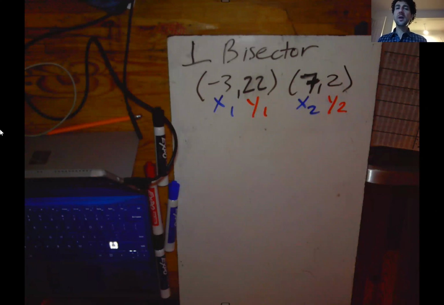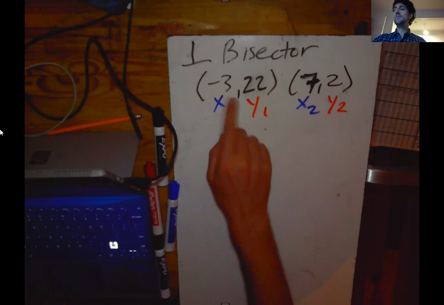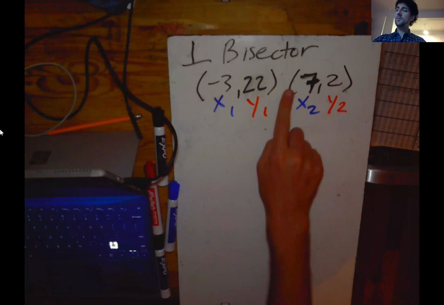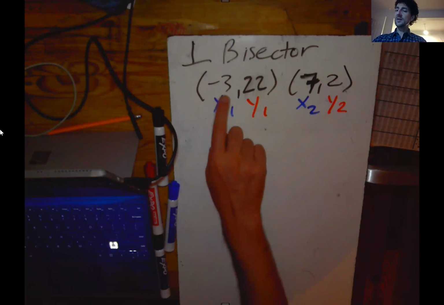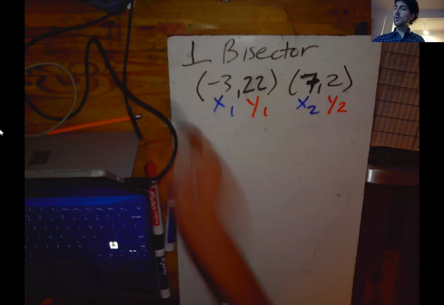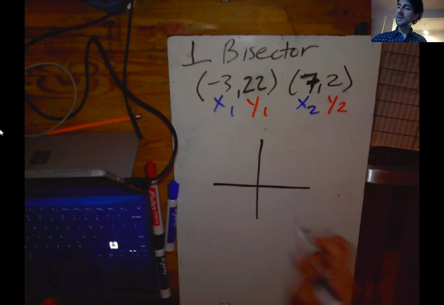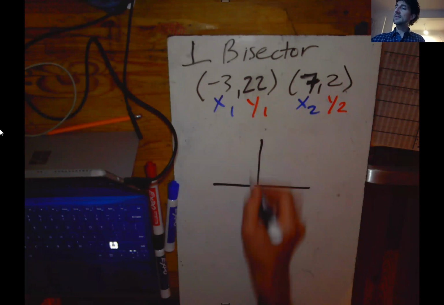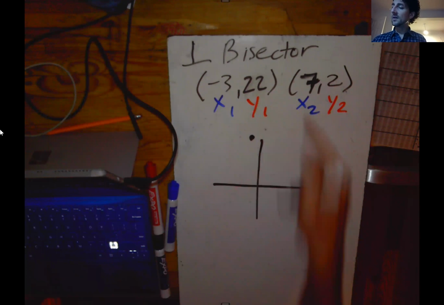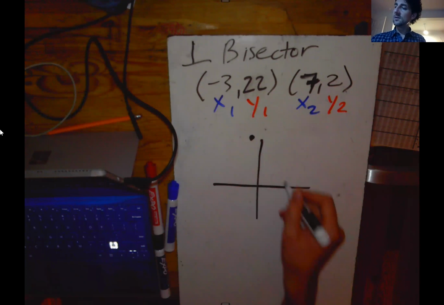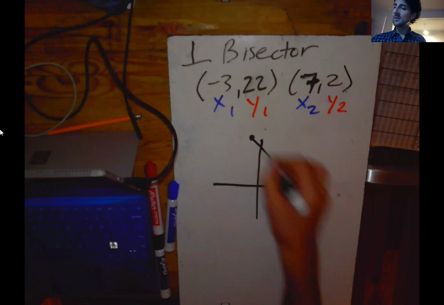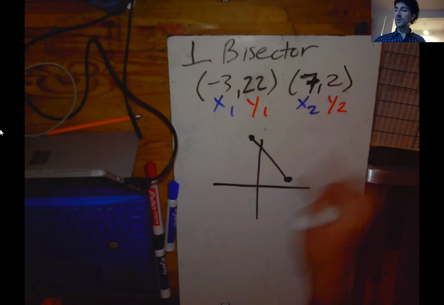Write the equation of the perpendicular bisector of this line segment, PQ, and here are your coordinates. So let's quickly visualize what this is going to look like. -3, 22 would be something like this, and 7, 2 would be something like this. So this is the line segment that we're going to bisect.